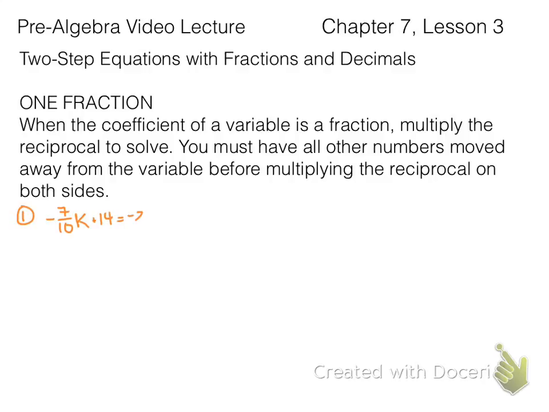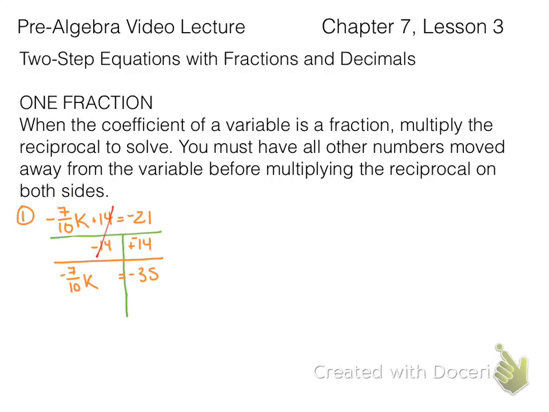All right, so the first problem is -7/10 times k plus 14 equals -21. So I'm going to go ahead and get everything away from k before I worry about taking care of the fraction, because again, low priority stuff first. I need to take care of addition and subtraction before I take care of multiplication and division. So even though I'm multiplying by a fraction, I still need to take care of the addition and subtraction first. So I'm going to subtract 14 on both sides. The positive 14 and the negative 14 annihilate each other. And I'm left with -7/10 k equals -35, because -21 plus -14 is -35.